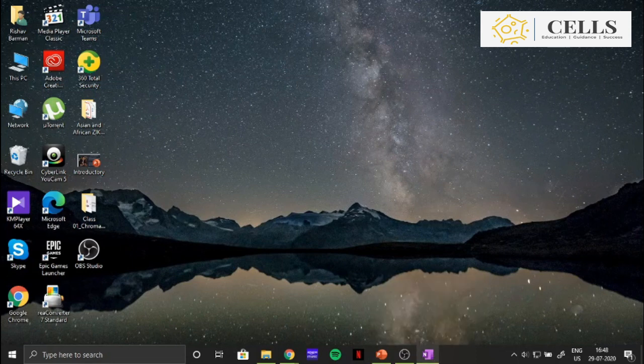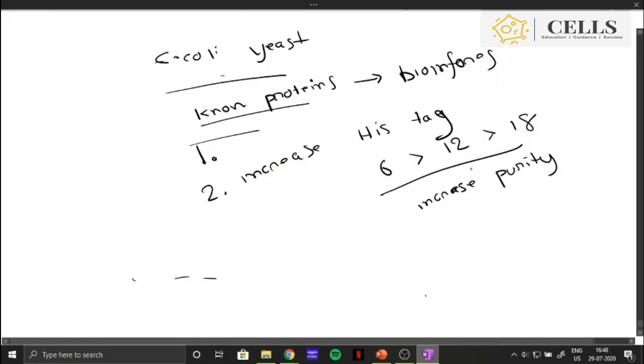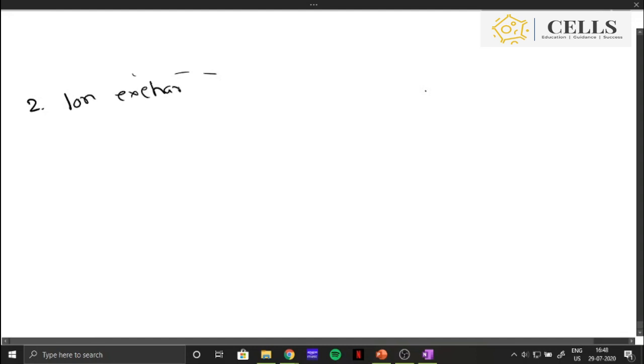The next, okay, in short, you have ion exchange chromatography. This is when you have to separate based on charge. You have to separate based on charge. Okay. So in ion exchange chromatography, the thing is the same.